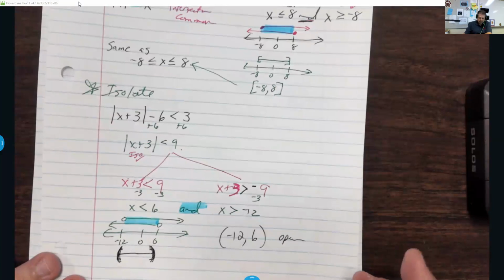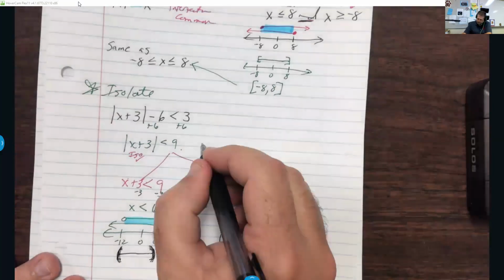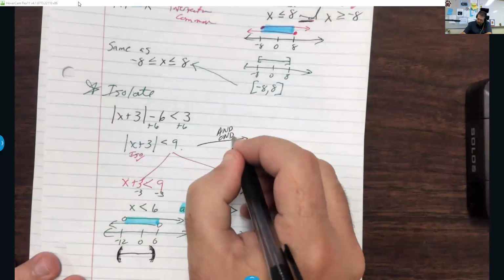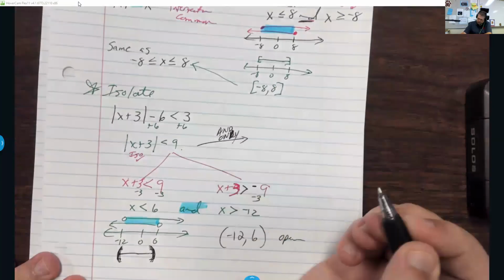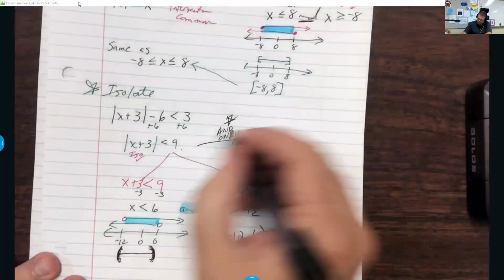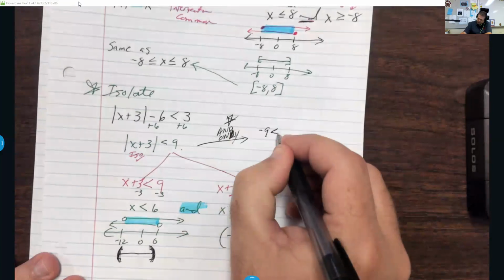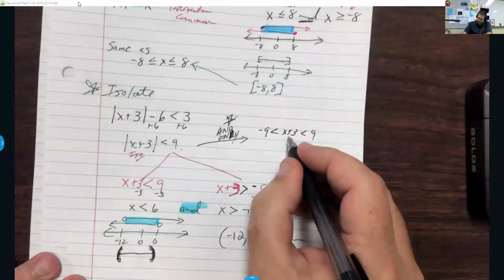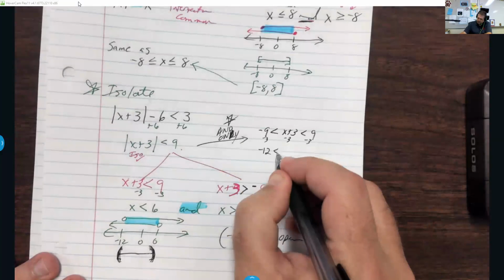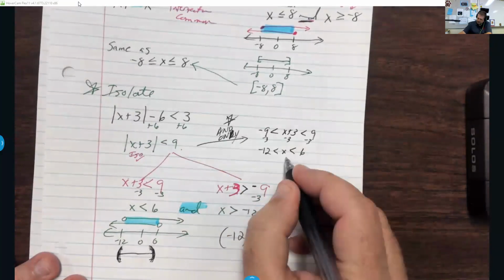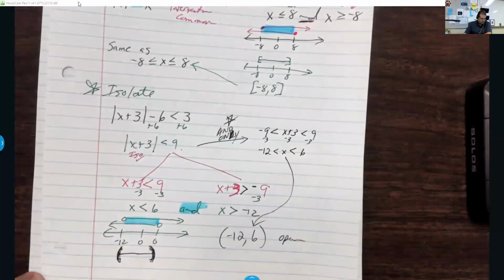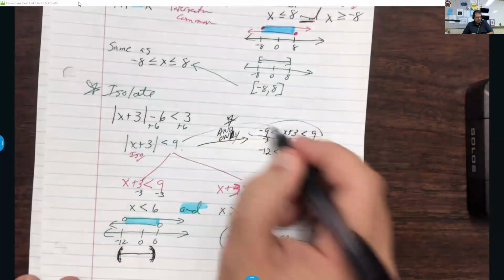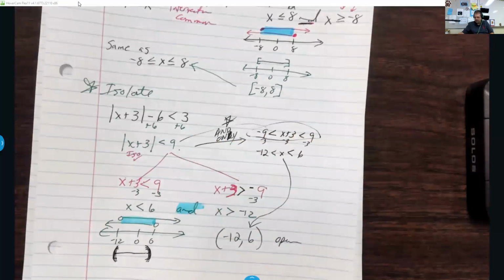Now, with and problems only, just understand that you could have done this: -9 is less than x plus 3, which is less than 9. And it solves the same way. Subtract 3, that's what we did last time. And we get -12 is less than x, which is less than 6, which is that. But you can only do this kind of step for ands. Ors do not do that.